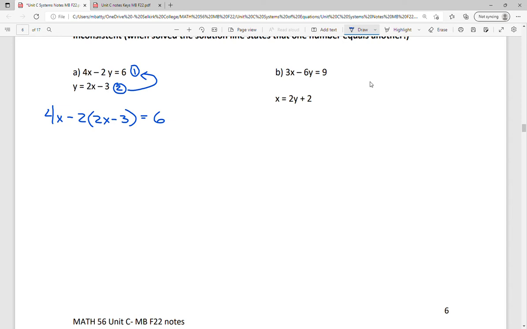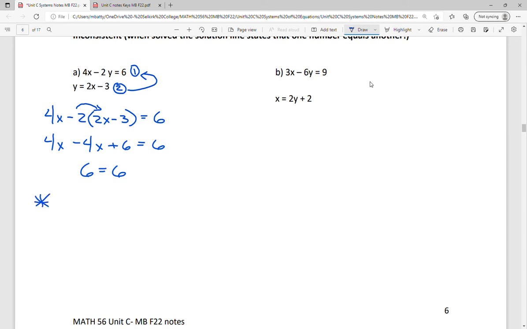And then I'm going to solve for x. I'm distributing. Watch your negative signs. So 4x minus 4x plus 6 equaling 6. Things are getting weird here. Where 4x minus 4x is 0, I'd have 6 equaling 6. You could keep going, subtracting 6 from both sides and getting down to 0.